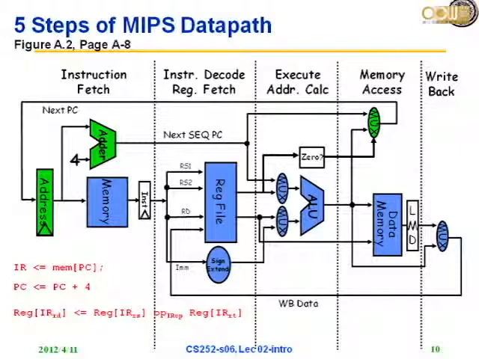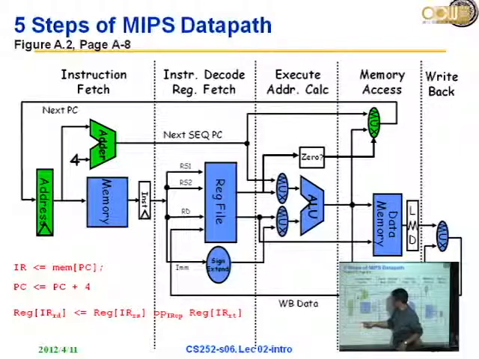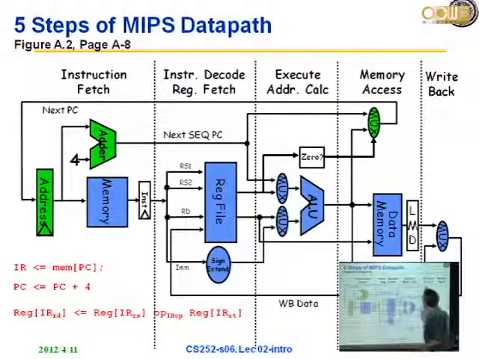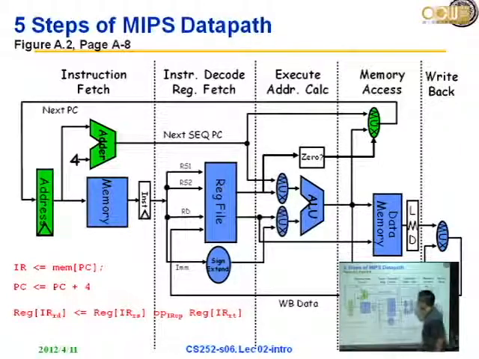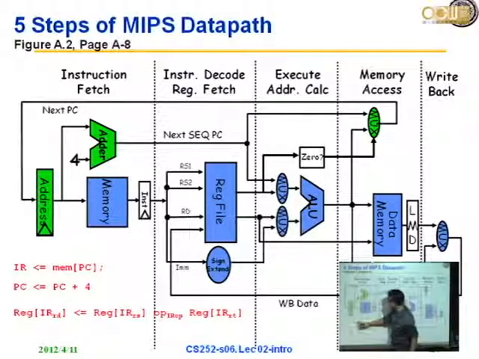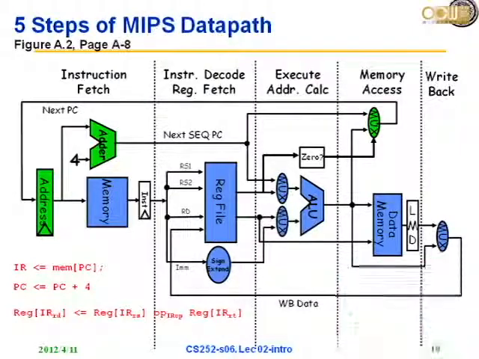And the RTL, register transfer language statements: the content of PC is used to fetch memory, doing a load, and the loaded result is put into the instruction register. Instruction register is not shown here. Then PC is incremented in the fetch. And where's the instruction register? This one is shown.